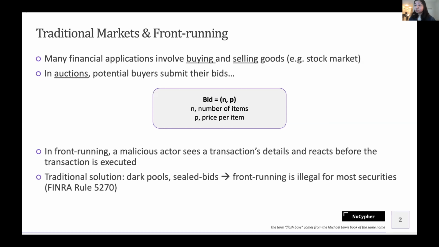So how is front running dealt with in traditional markets? Well, there's dark pools, which you can think of as private exchanges. There's sealed bids, which simply hide the bid. And more generally, front running is actually illegal for most securities. So you can threaten people with legal action.